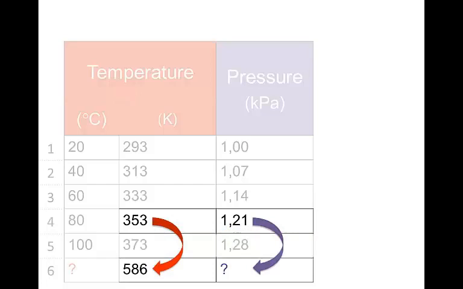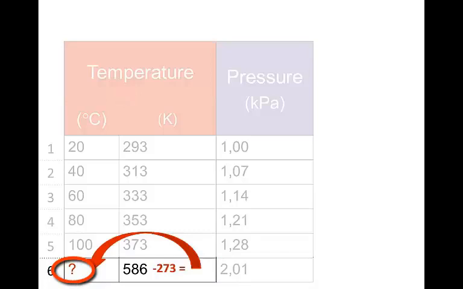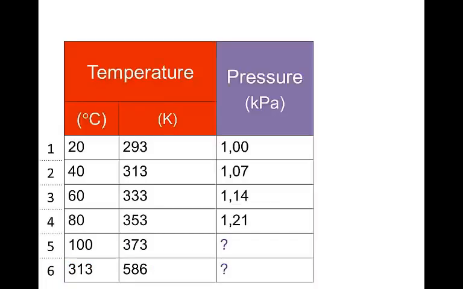Let's use that reference line again, line 4, to solve for the unknown pressure in line 6. We find the factor by which temperature has been increased, that's the same factor by which pressure is increased, and that gives us our answer. Then to solve for the last unknown, we must subtract 273 from the Kelvin temperature to find the degrees Celsius temperature. Now let's solve for these unknowns again using another pattern.